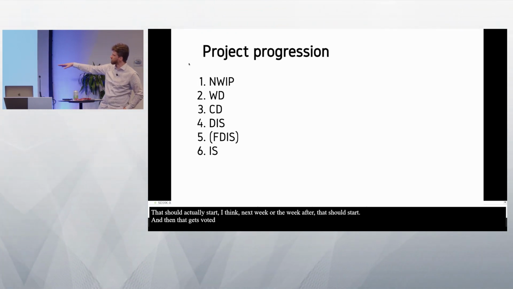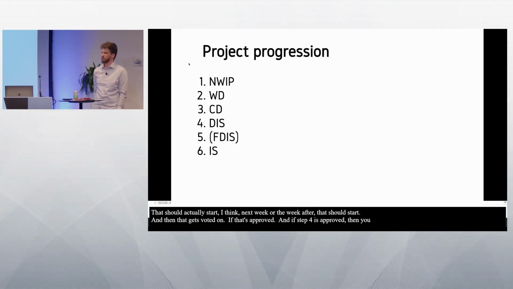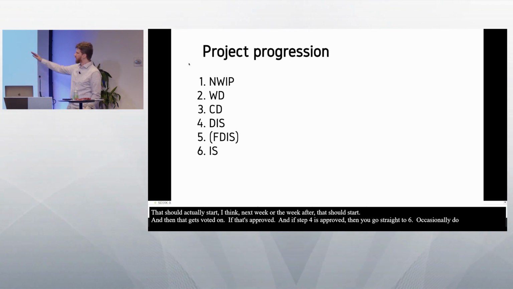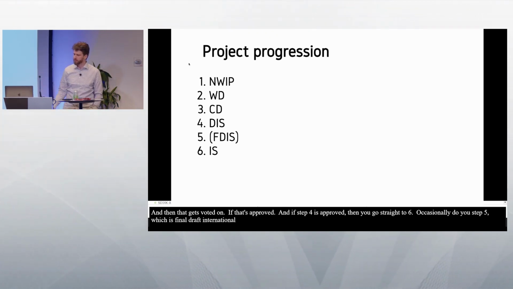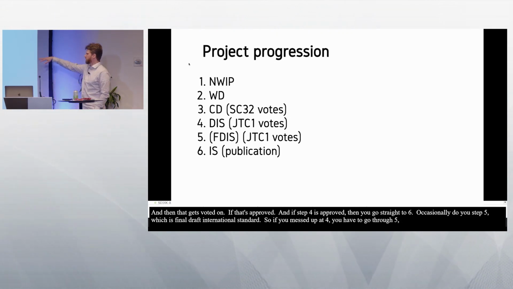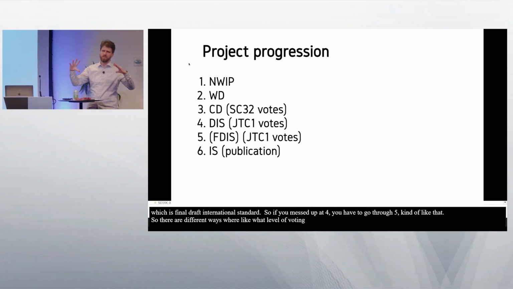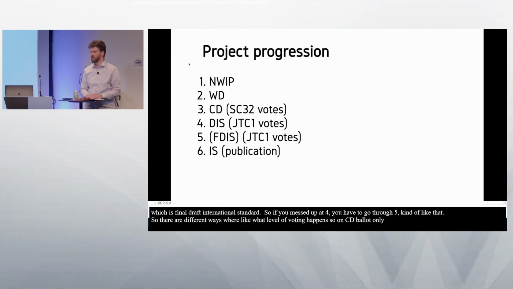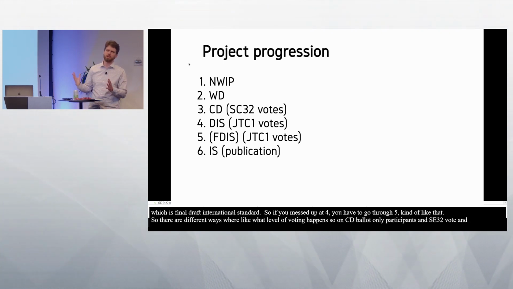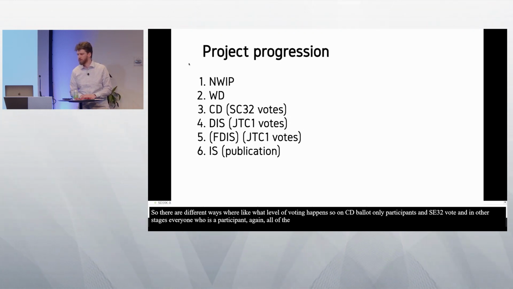If step 4 is approved, then you go straight to 6. In some exceptional cases, you also do step 5, which is a final draft international standard. So if you kind of messed up at 4, you might have to go through 5. There are different ways in which the voting happens. On the CD ballot, only the participants in SC32 vote, but in the other stages, everyone, meaning all the national bodies who are participants in JTC1, votes.